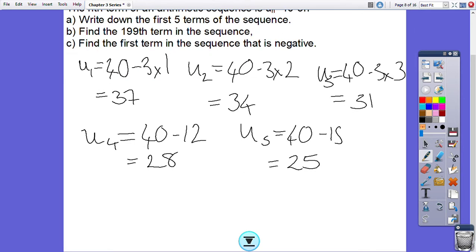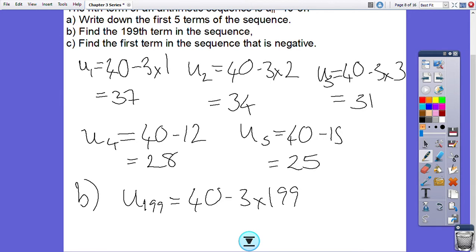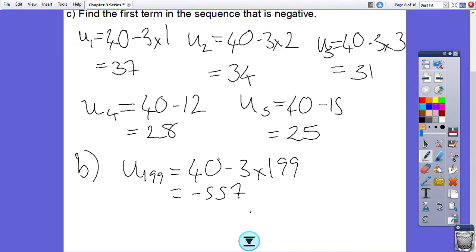Okay, so we want the 199th term this time. So this is part B. u199 is going to be 40 minus 3 times 199, which is 40, take away 597, which is going to be minus 557.